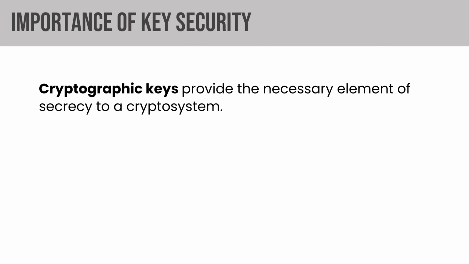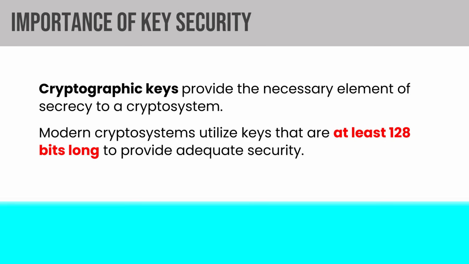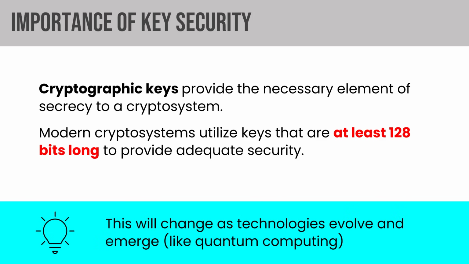So the importance of key security. So cryptographic keys provide a necessary element of secrecy, and modern systems utilize keys that are at least 128 bits long to provide adequate security. And that number is going to increase over time. In fact, when we see the rise of quantum computing as a mainstream capability, that's going to change everything about cryptography. We're going to see a massive shift in this space. But know that 128 bits is our low watermark, so to speak, when it comes to key length in modern cryptography.